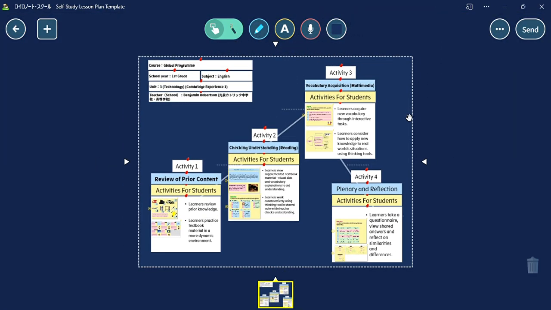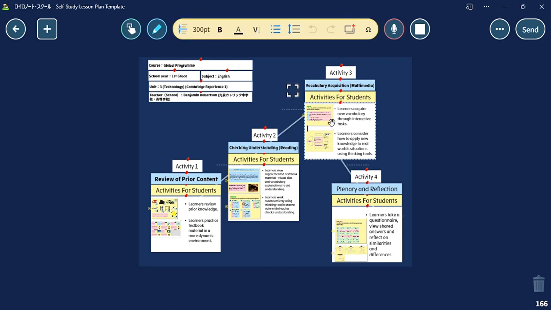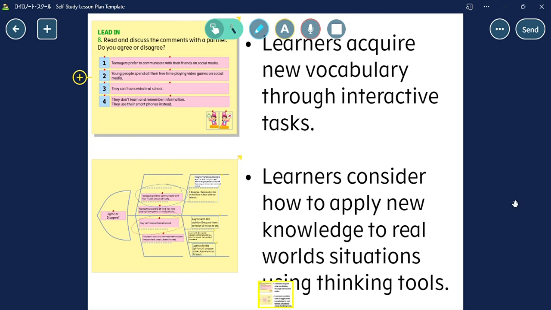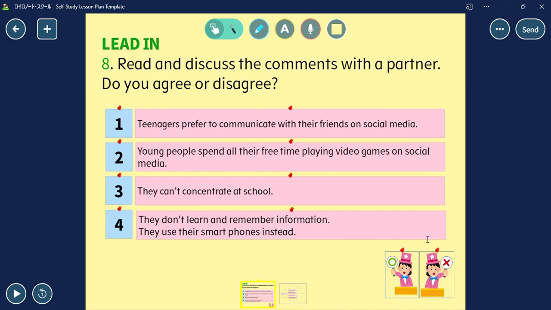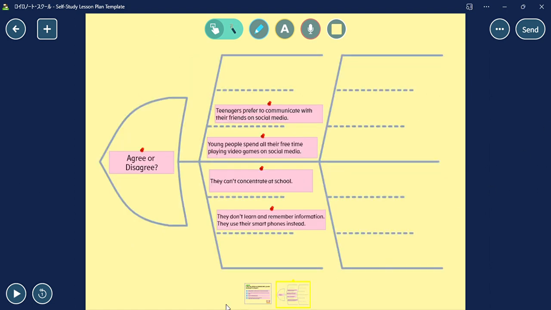After this, we moved on to Activity 3, which is all about vocabulary acquisition, with a focus on multimedia or technological devices. At this point, learners are focused on acquiring new vocabulary through interactive tasks. In this case here, they choose one of these statements and then they debate with one another whether or not they agree or disagree. After that, they move on to this thinking tool, whereby they select again one of these and then use this part here to expand upon their answers in greater detail.